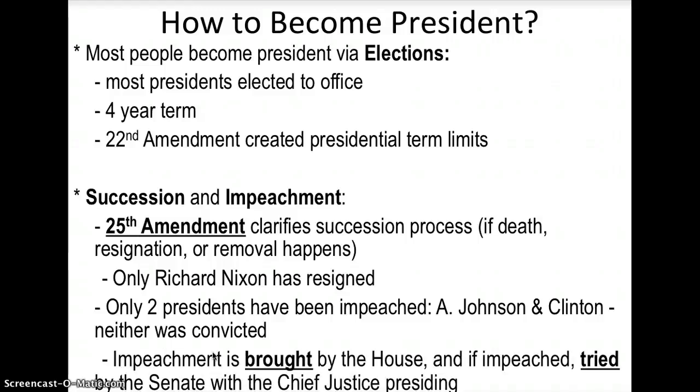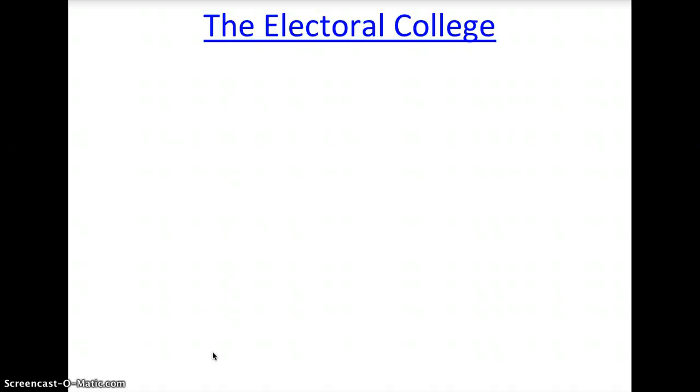And just to remind you all, in order to be impeached, you need a majority vote in the House and then the Senate conducts the trial. You need 2/3 of the Senate to vote to convict and remove someone from office. If the president is impeached, the Chief Justice of the Supreme Court presides over the Senate trial.